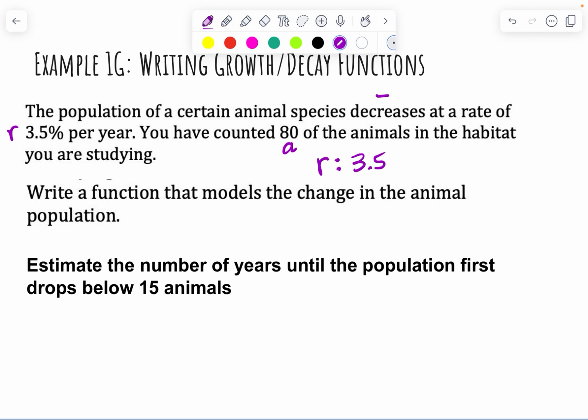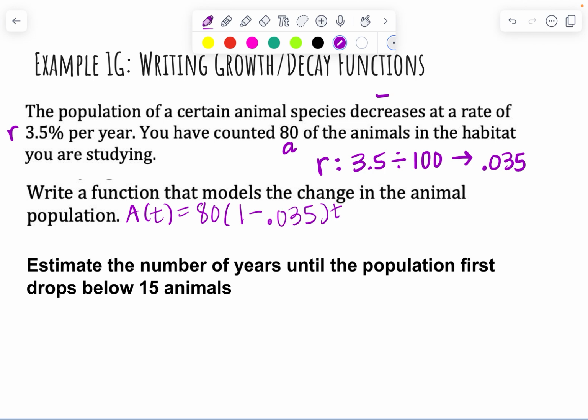Let's put that as a decimal first. 3.5 divided by 100 is 0.035. So if I write my equation, A of t equals 80 times 1 minus, because it's decreasing, 0.035 to the power of t, which simplifies to A of t equals 80 times 0.965 to the power of t.